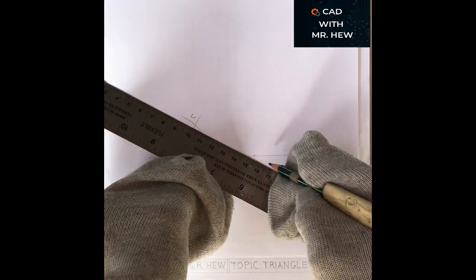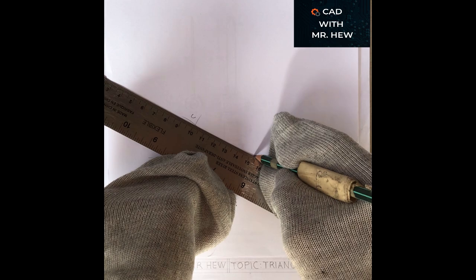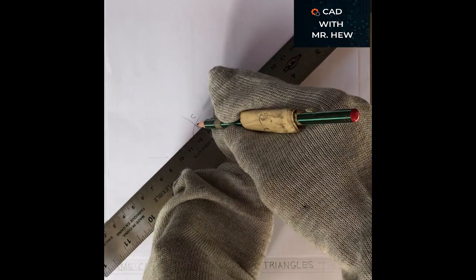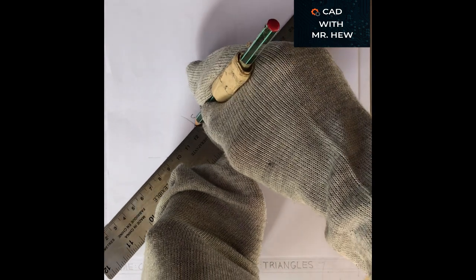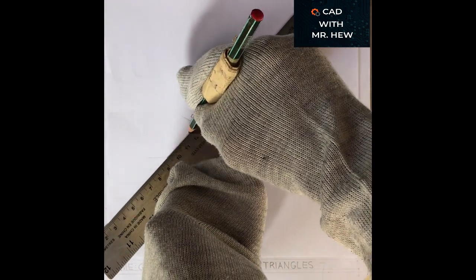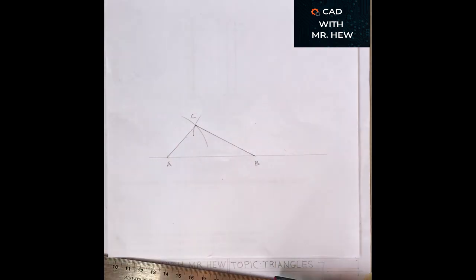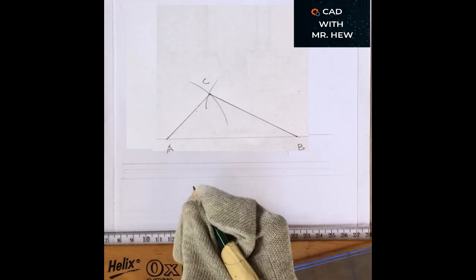Then we're going to use our pencil and our ruler to draw BC. Then we're going to use the pencil and ruler to also join AC. And this is our scalene triangle ABC. The next thing we're going to do is label the drawing now.